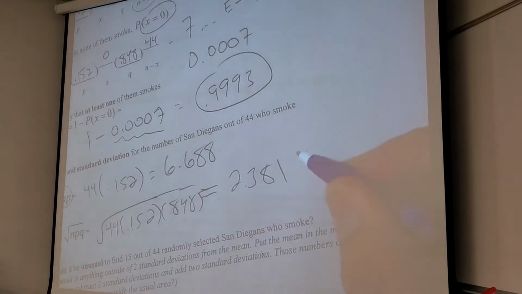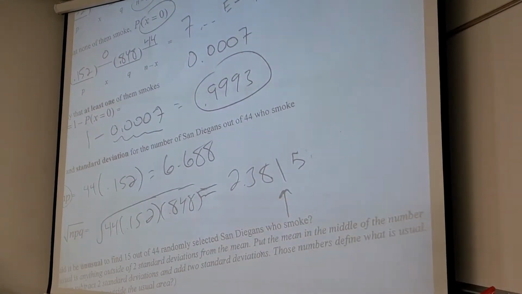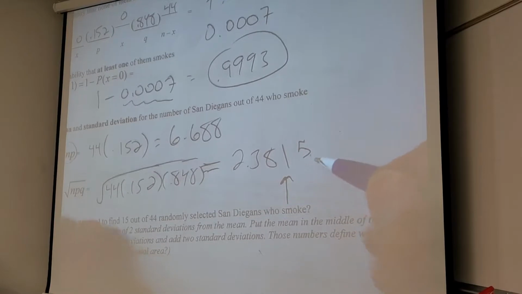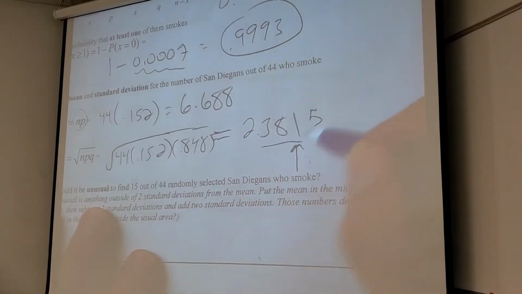2.3815 if you wanted to go out one more place. I thought you were trying to say that was a 2. Oh, no. Okay, I was correcting myself. I got you. That's my fault. So you could say this if you want to. But it's got to be at least 3 places for standard deviation.